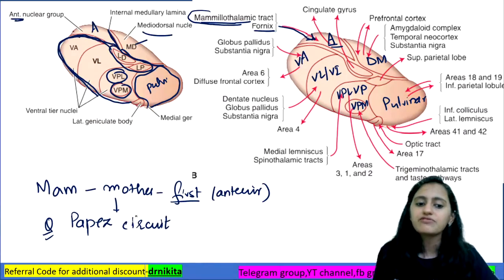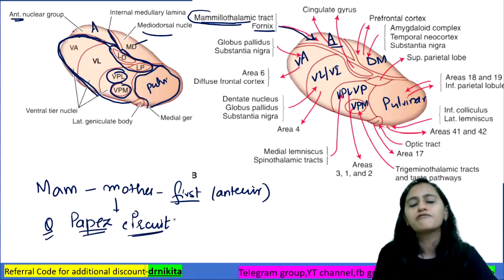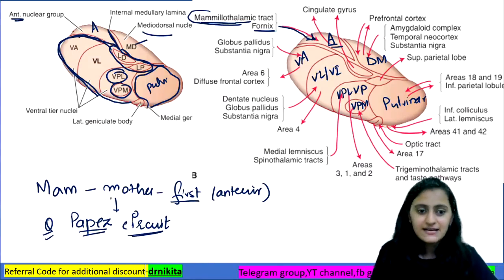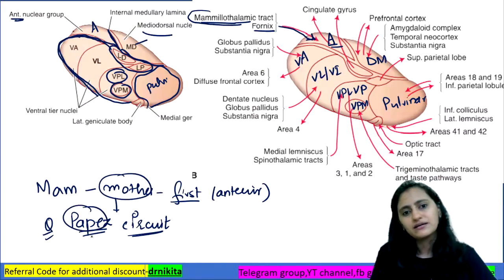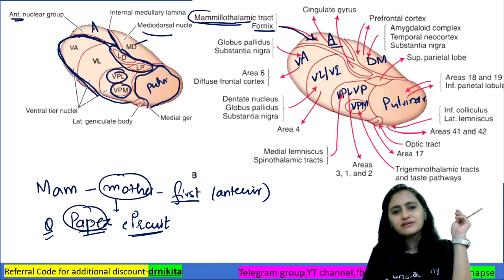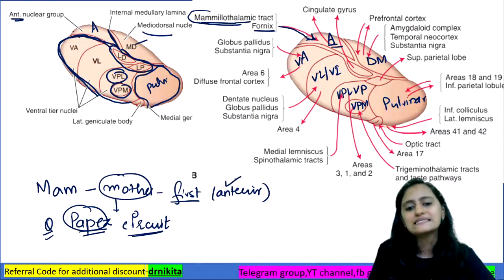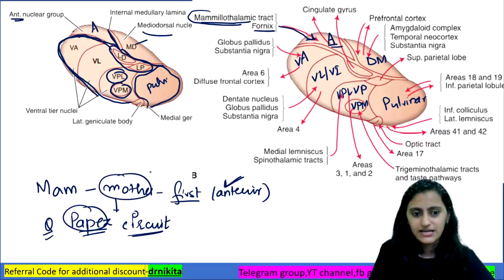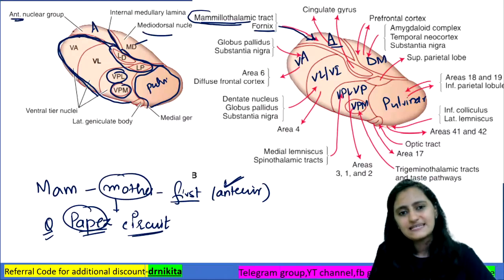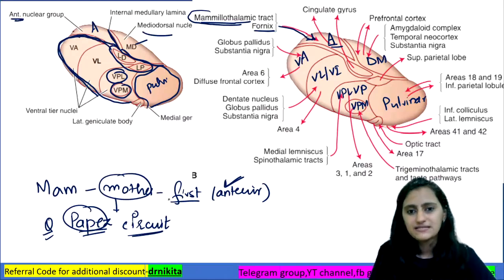Which nucleus of thalamus forms a part of Papez circuit? Okay, so remember mother and papa together. You have mother, mummy, and you have papa. They both come in the anterior thalamic nucleus. So mother and father, anterior thalamic nucleus, that is the Papez circuit.